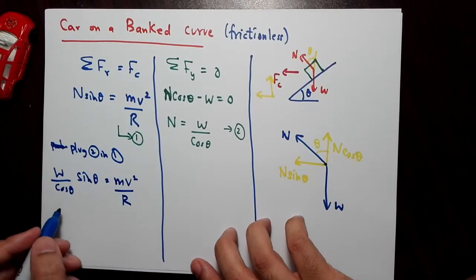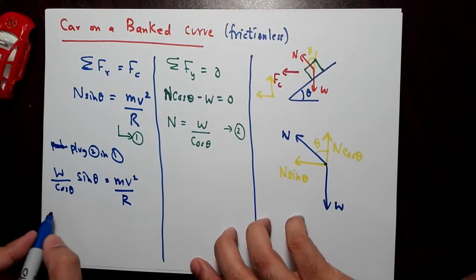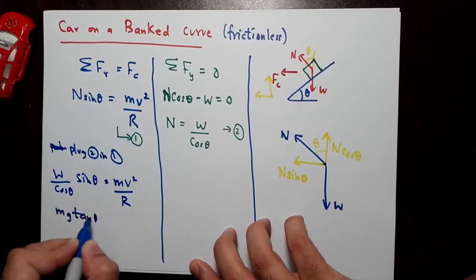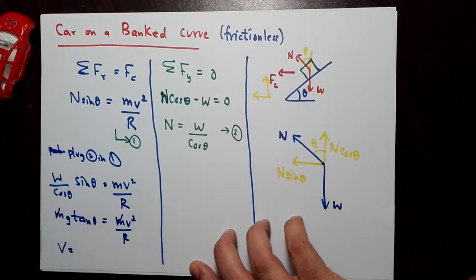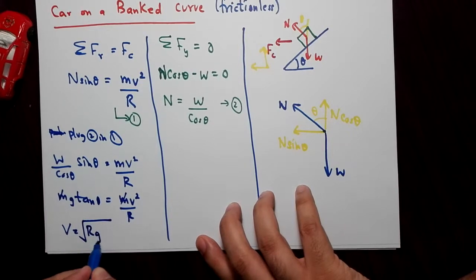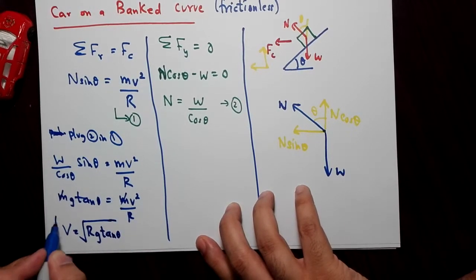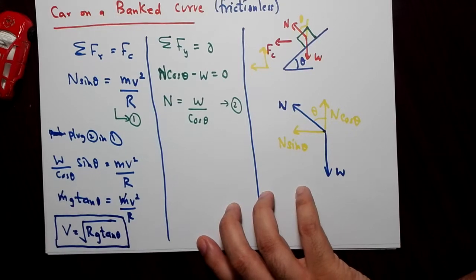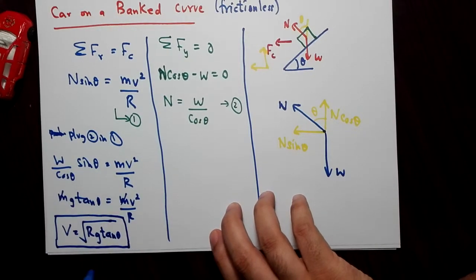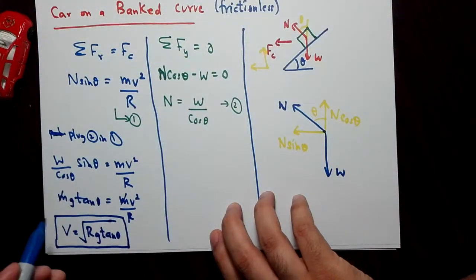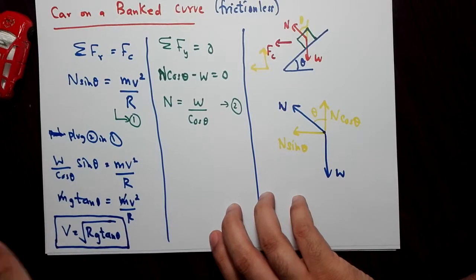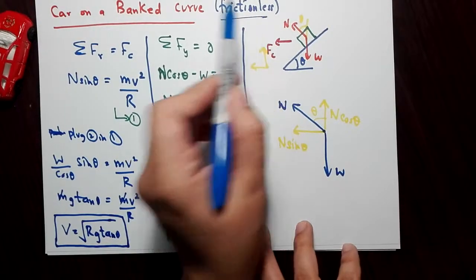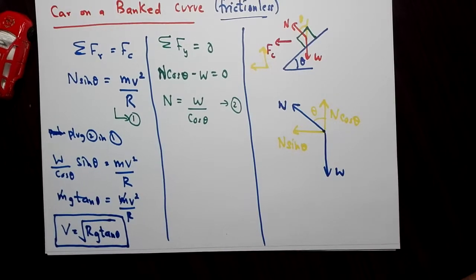W is equal to mg, so one of the masses will cancel out. So you get mg tangent theta equals mv squared over r. So the mass cancels out again, and you get v equals the square root of r g tan theta. Here's the velocity of the car on a banked curve such that the car can go along the path without slipping, without slipping up or down. Remember, we assume that this is frictionless.